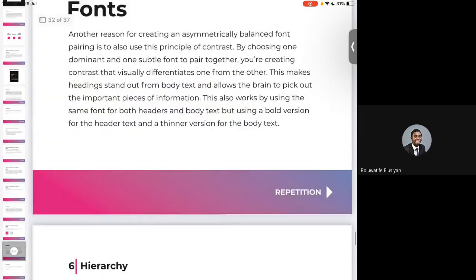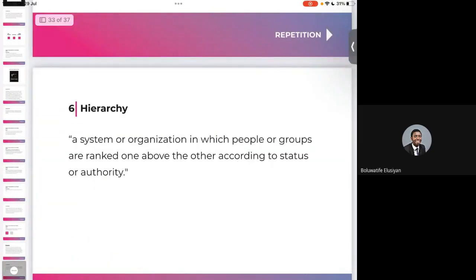So next, hierarchy. Now, in my opinion, this is the biggest mistake designers make, especially when starting out, or one of the biggest: hierarchy. So you see a design, and everything on the design looks the same, and so you don't even know where to focus on first.